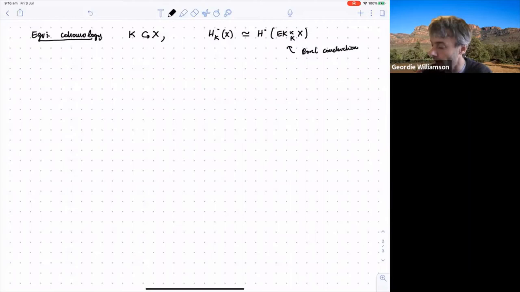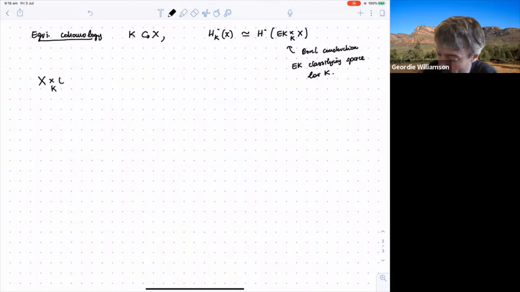And so EK is a classifying space. So this is a connected, contractible space upon which K acts freely. And we have this map. So in spaces, you always have the map to a point. In equivariant cohomology, you always have the map to, this is kind of like point mod K.